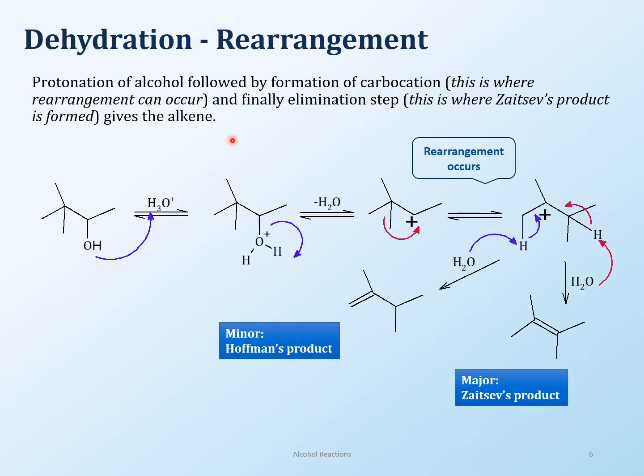Another problem that happens with carbocations, and we've done this before also, is that if you have a carbocation, there's always a chance of rearrangement. So once you form a carbocation, you just have to take a pause and see if you can form a more stable carbocation. All right, so let's look at this one.